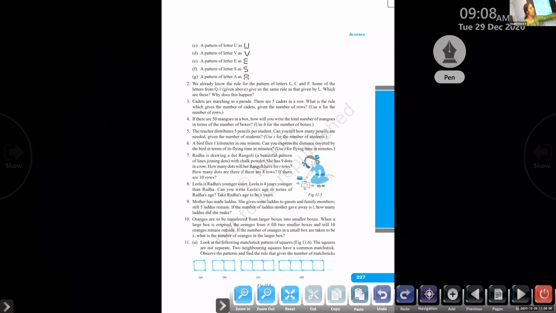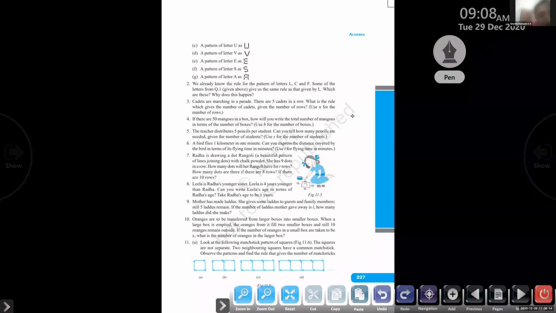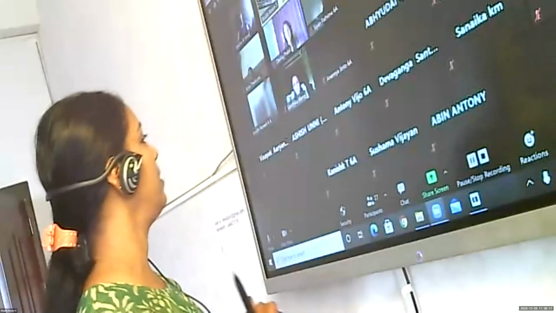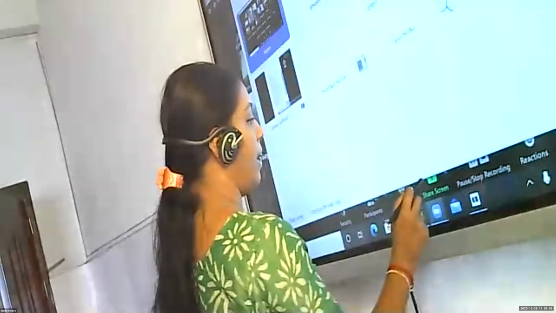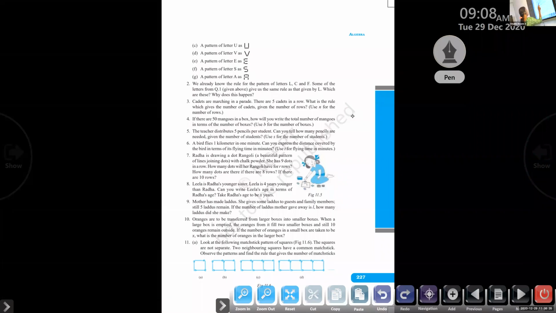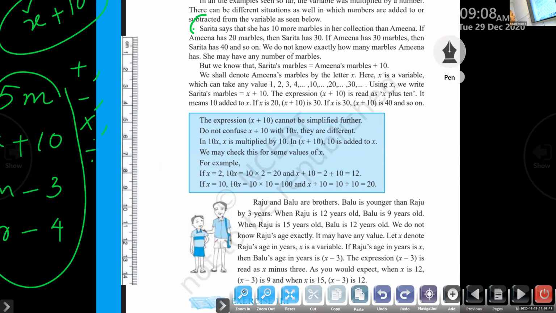Okay, children, so we have studied expression. Tomorrow we'll go into detail about that. Ma'am, will you be sending the notes? No, notes we have already written, right? Here, can you see the expression x plus 10, that blue box? Yes, ma'am. You write that then.